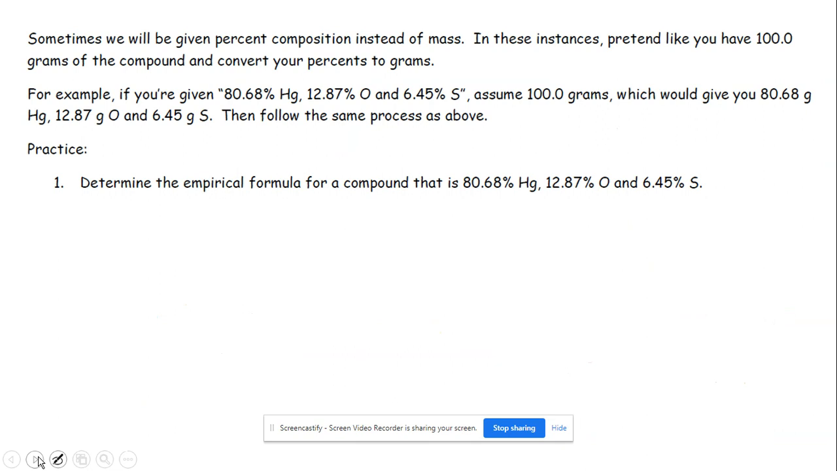Let's do another practice problem. So this one is a little bit different. Instead of being given grams, we've been given our percent composition. All we're going to do is pretend like we have 100 grams. And so if I have 100 grams, 80.68% of that mercury will be 80.68 grams of mercury, and do the same thing over and over. So let's go ahead and do that problem.